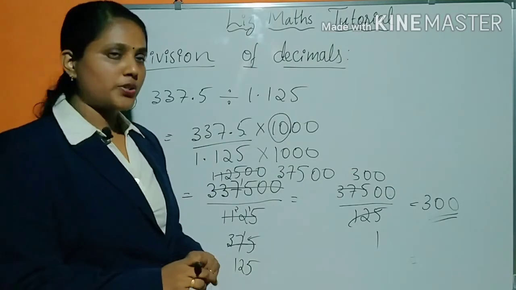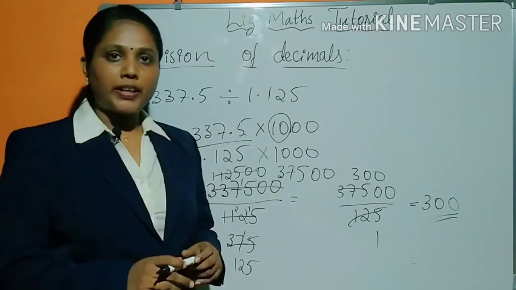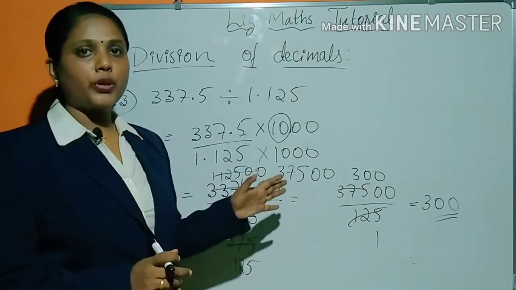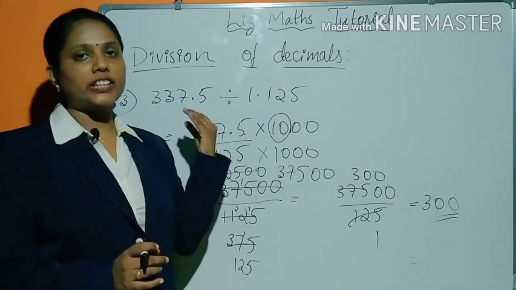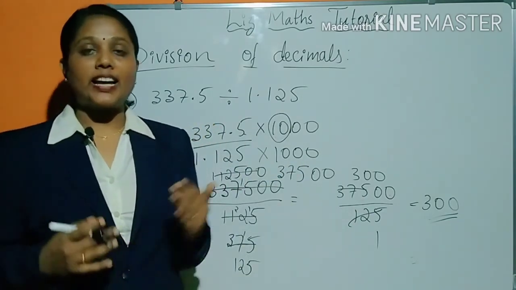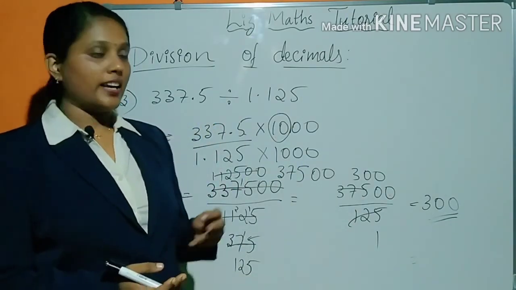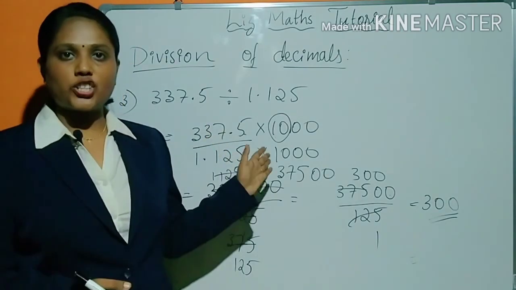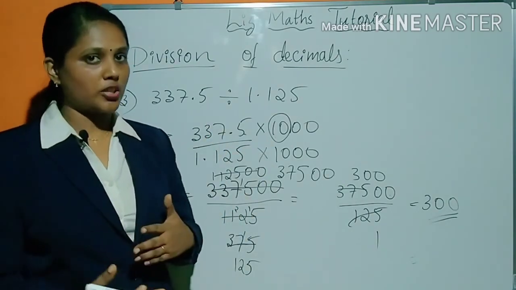I hope you understood this. So I will wind up today's class here. I hope you understood what is the decimal and the addition, subtraction, and how to convert the decimals. Here in division you are getting a fraction number, you are converting using the division method only, isn't it?